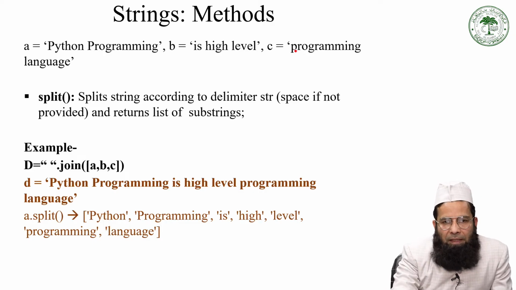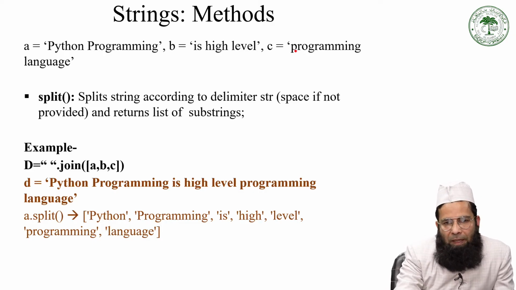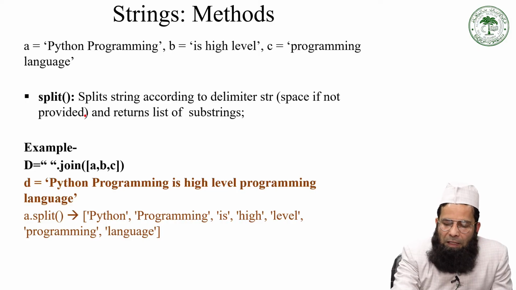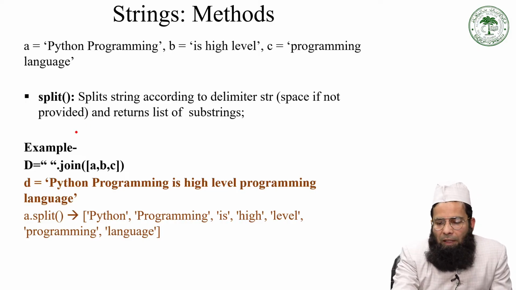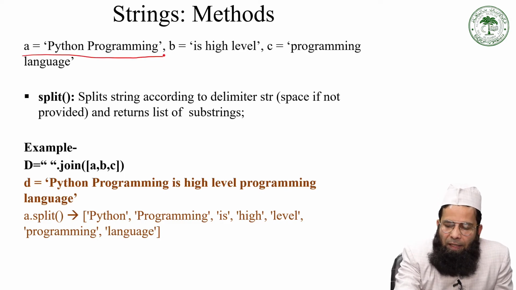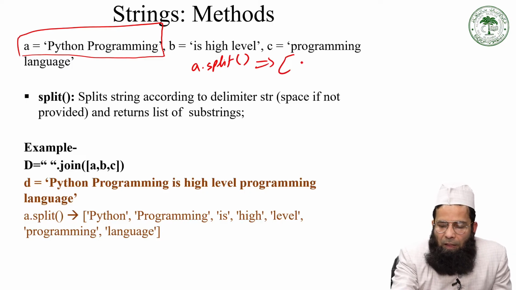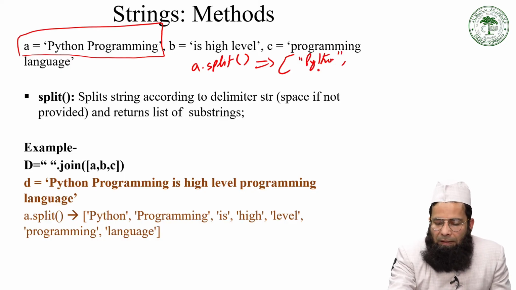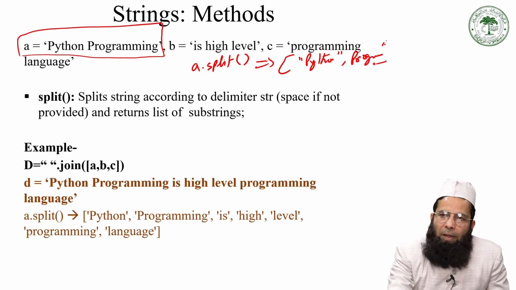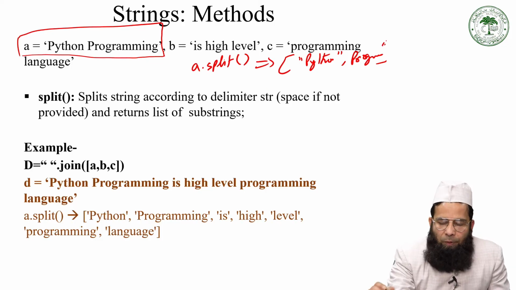Like in this case, there is one more function that is split. So what does split do? It splits a string according to a delimiter, space if not provided, and returns a list of substrings. Suppose you have the string A is equal to Python programming. If I write A dot split, it would give me Python as a separate word, and programming as a separate word. So in this format, I can store the value.